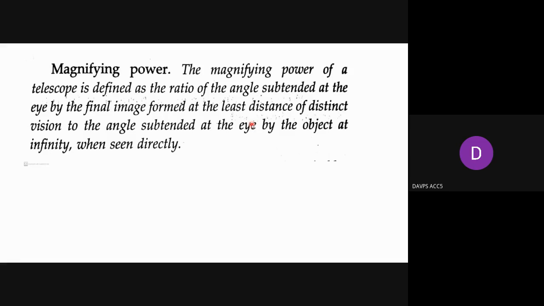Angular magnification, we tell it as the angular magnification. Do not use the word magnification simply. It is angular magnification or magnifying power. What is the magnifying power? You can write also. The magnifying power of a telescope is defined as the ratio of the angle subtended by the final image at the eye to the angle subtended by the object at the naked eye. Naked eye means when you see directly.